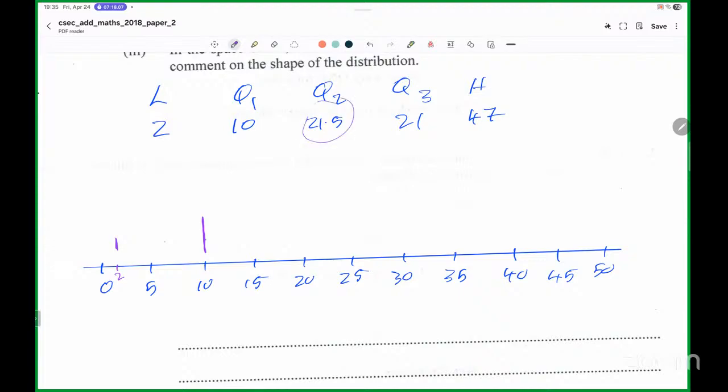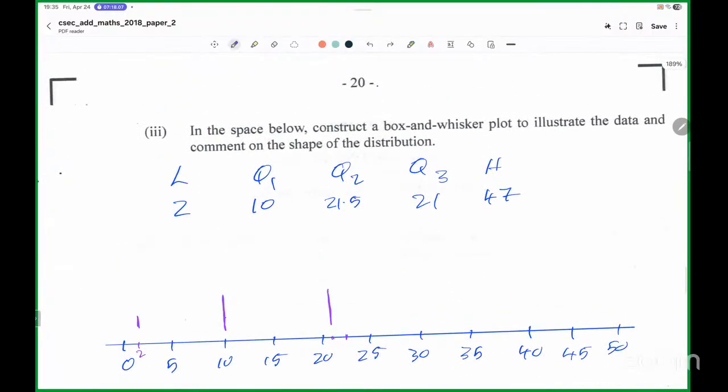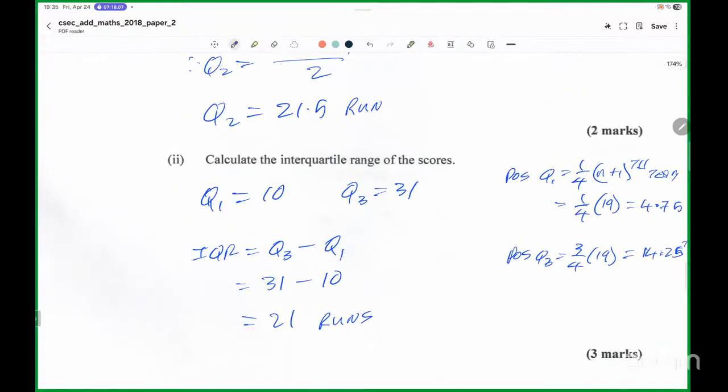They need 21.5. It's about 22.5, so 21.5 is maybe about here. So put a marker again for Q2. Then the upper quartile is 31. I put 31, it was 31. 31 was the upper quartile, it's here.